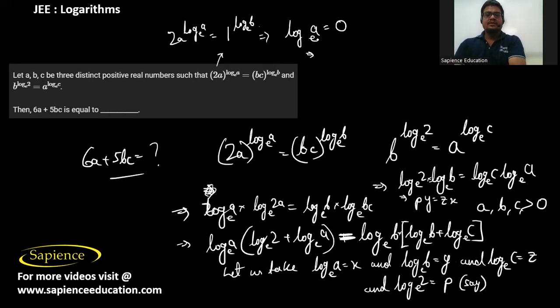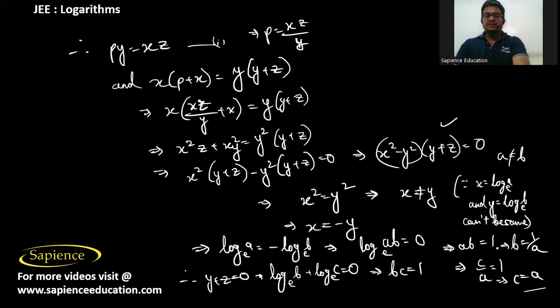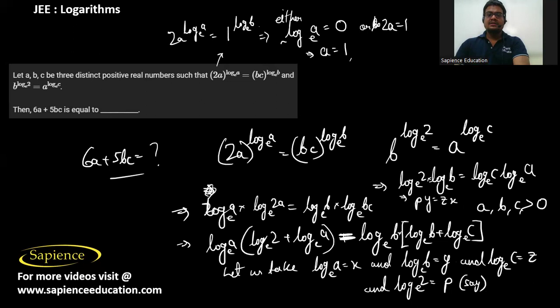So it means either log a base e equal to 0, or I can say 2a can be equal to 1. Now if this is 0, then a will be e power 0, which is 1. And if a is 1, then b also will become 1. But this can't be. Since why? It is told a, b and c are three distinct positive real numbers. So it means that 2a should be equal to 1, so a should be equal to half.